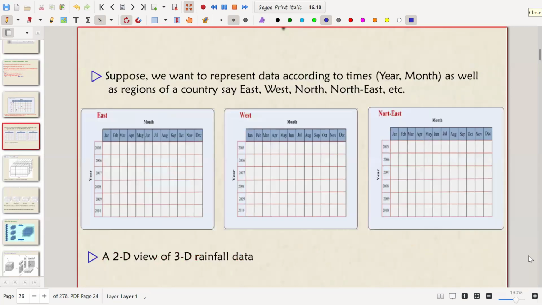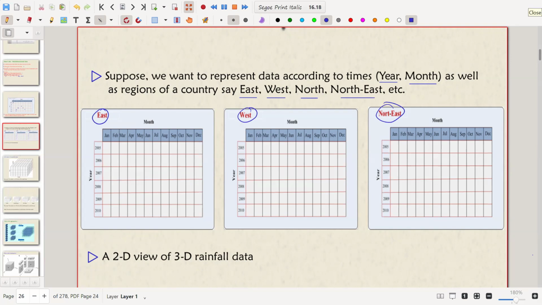Now we want to understand different aspects of India, like the eastern parts, western parts, northeast. Suppose we want to represent data according to time, that is the year and month, as well as the regions of a country, say east, west, north, northeast. So this is like a 2D view of a 3D rainfall data.